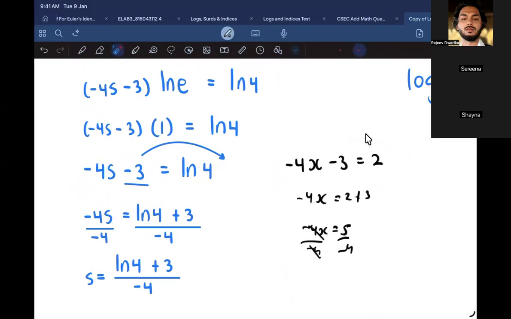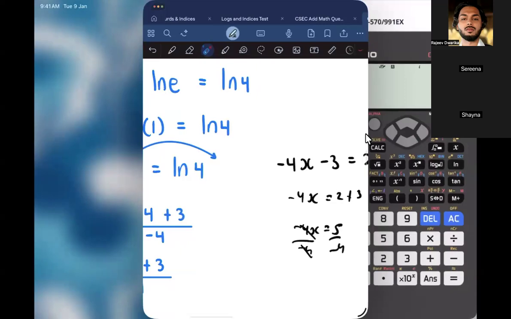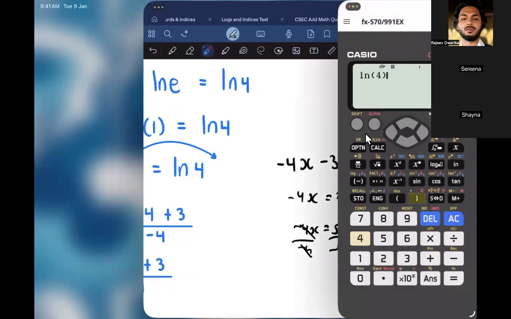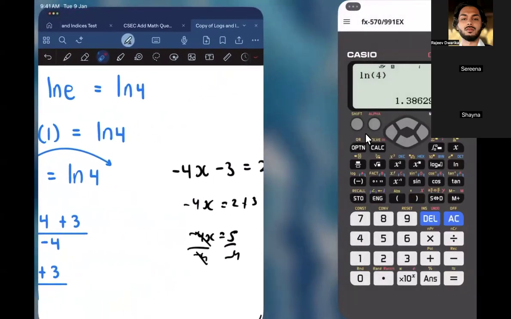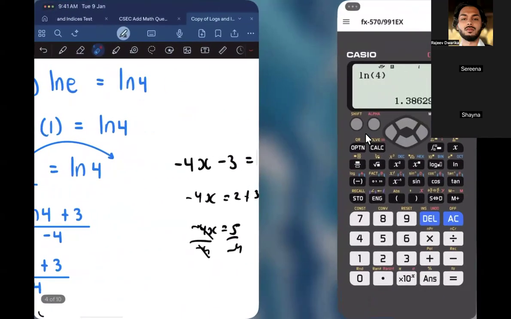It's the same thing over here. You gotta understand that ln 4 is a number. Watch, ln 4 is actually a number. So it's regular algebra here. Nothing complicated. It's only looking complicated.